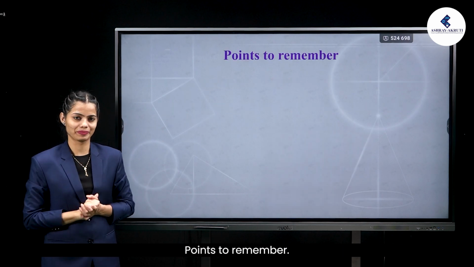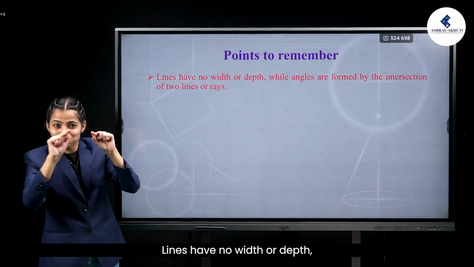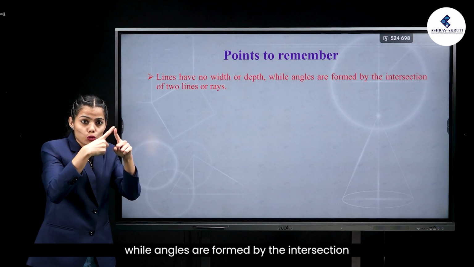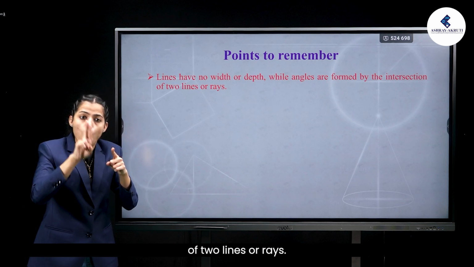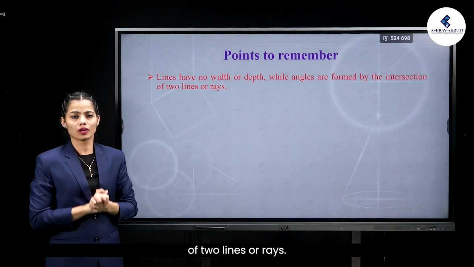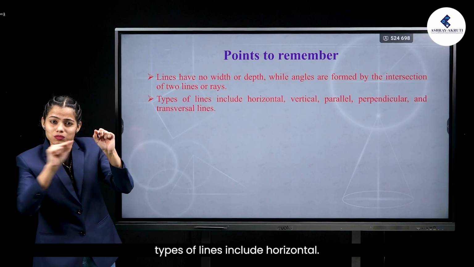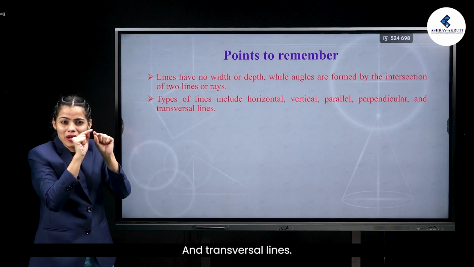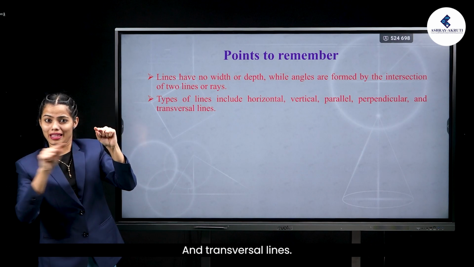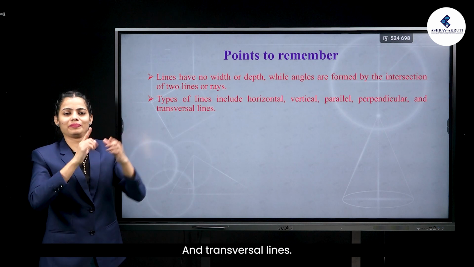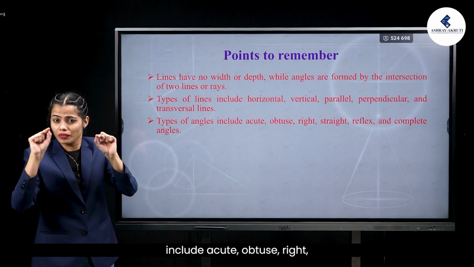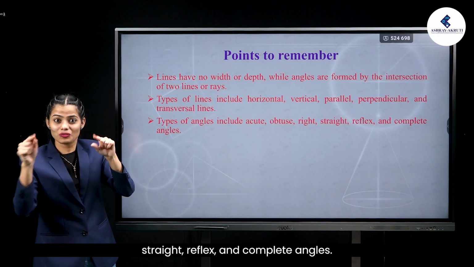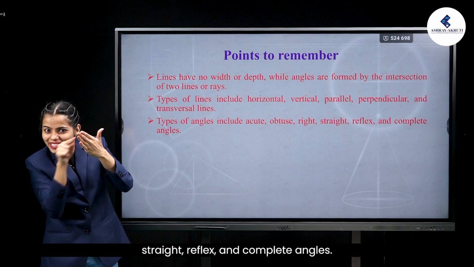Points to remember. Lines have no width or depth, while angles are formed by the intersection of two lines or rays. Types of lines include horizontal, vertical, parallel, perpendicular and transversal lines. Types of angles include acute, obtuse, right, straight, reflex and complete angles.